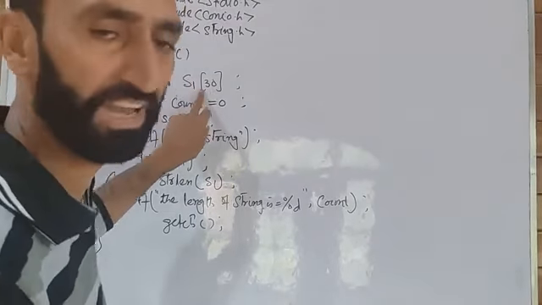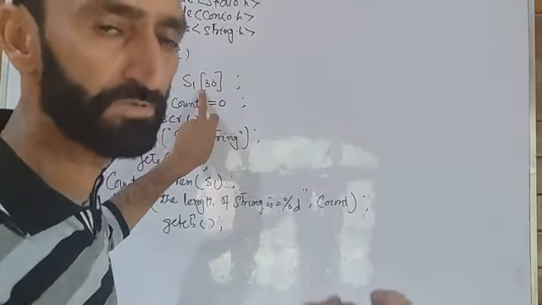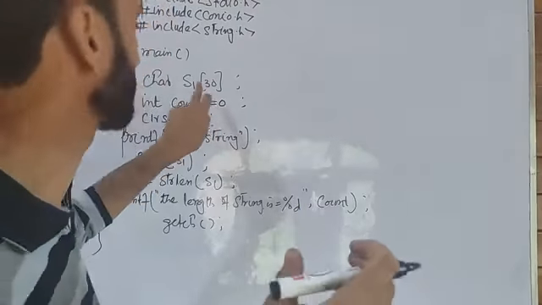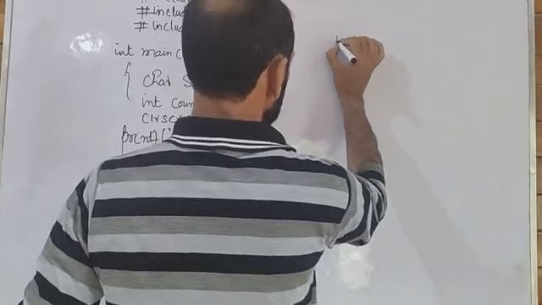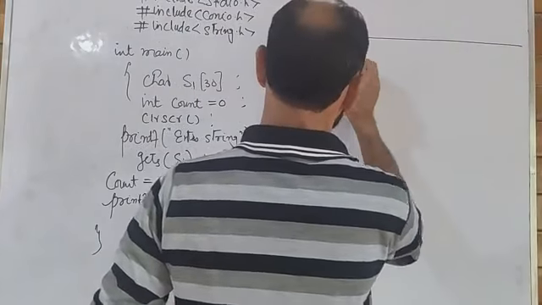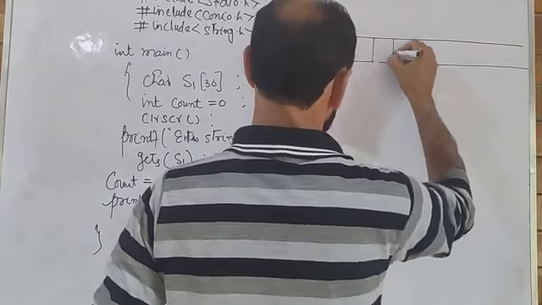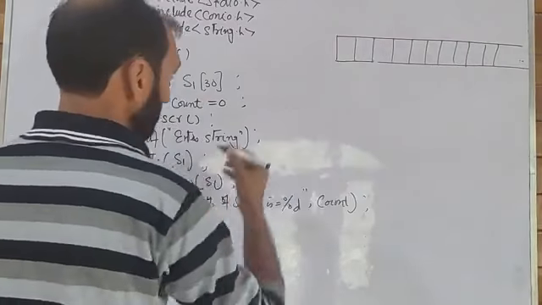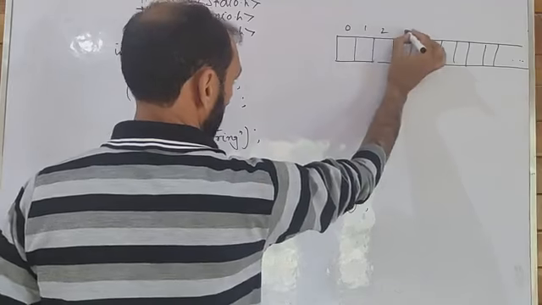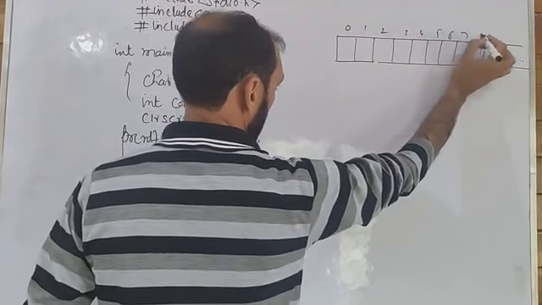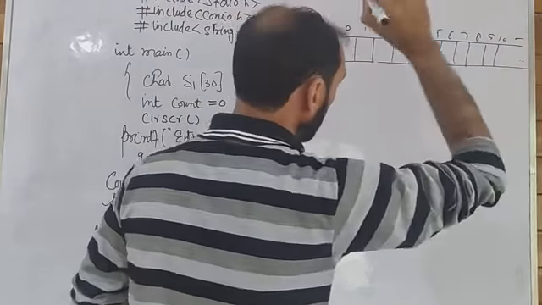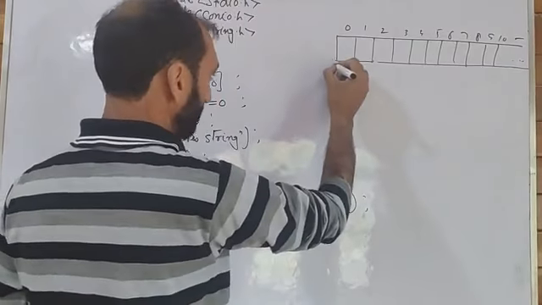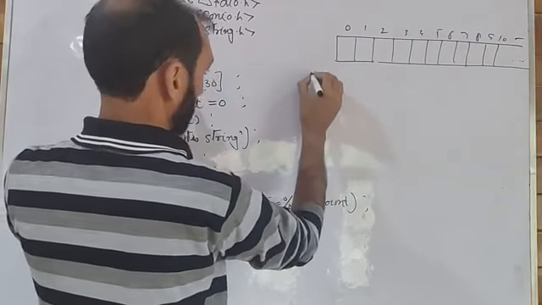It is an array, it's a string. In C, we represent a string by using a character array. For example, in memory, this is the 0th index and first, second, third, fourth, 5, 6, 7, 8, 9, 10 and up to 29. The name of this string is S1.